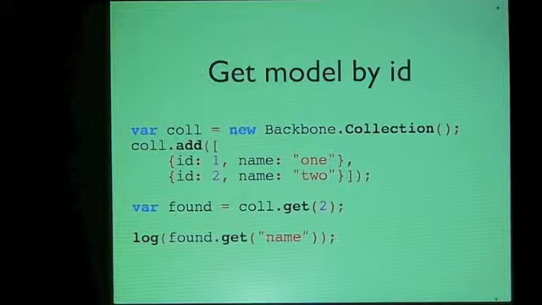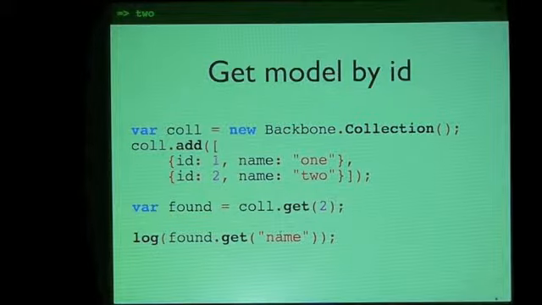Okay, let's get a model by ID. The collection has a function called get. And get gets the model by the ID, not the client ID, the ID. And these IDs should be the ID that you identify your model with on the server. Or if you don't have a server, you don't care. It's just the ID. So I'm setting an ID to 1, 1, 2, 2. And here I'm going to call get on 2. And I'm going to say that's my found one, and I'm going to show its name. And I found it, and its name was 2. That's the one I want because I called get on 2.